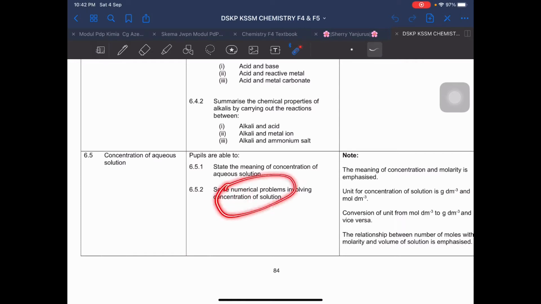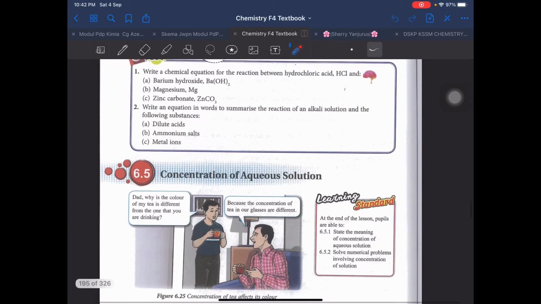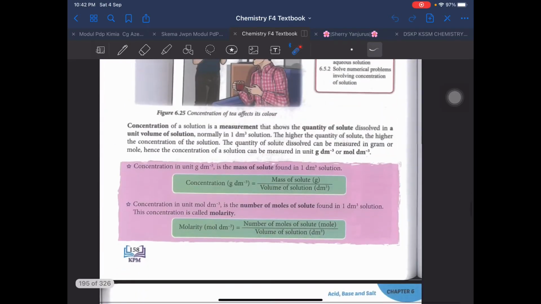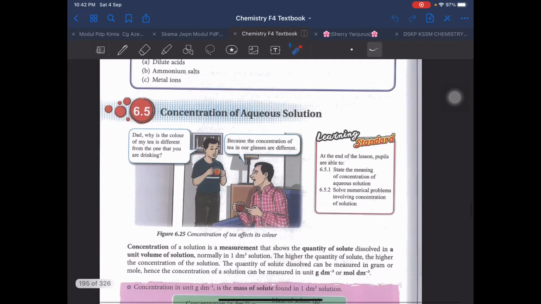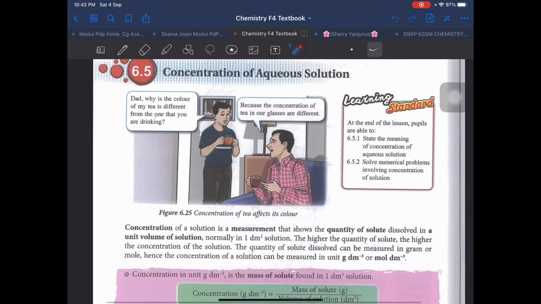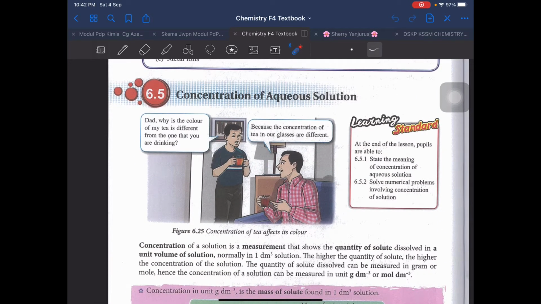Okay, ada banyak masalah matematik di sini. So, let us go to your textbook. This one is on page 158 in your textbook. Concentration of aqueous solution. Look at the picture over here.